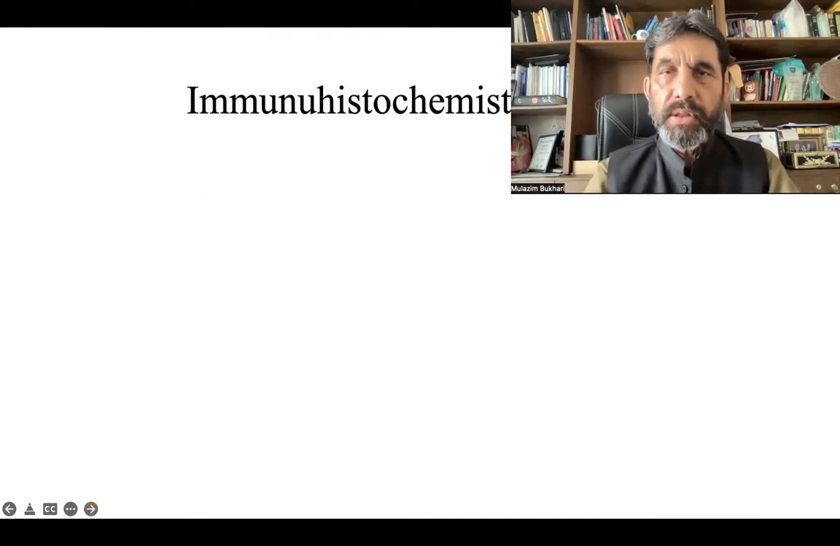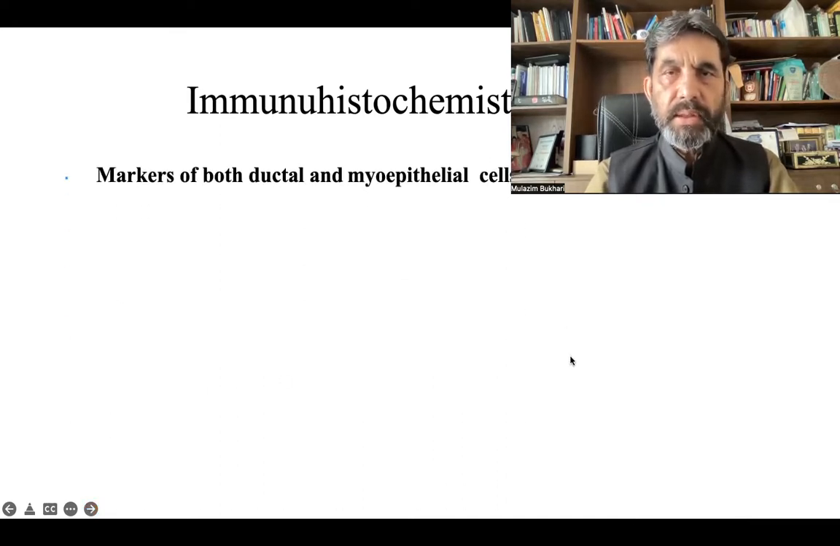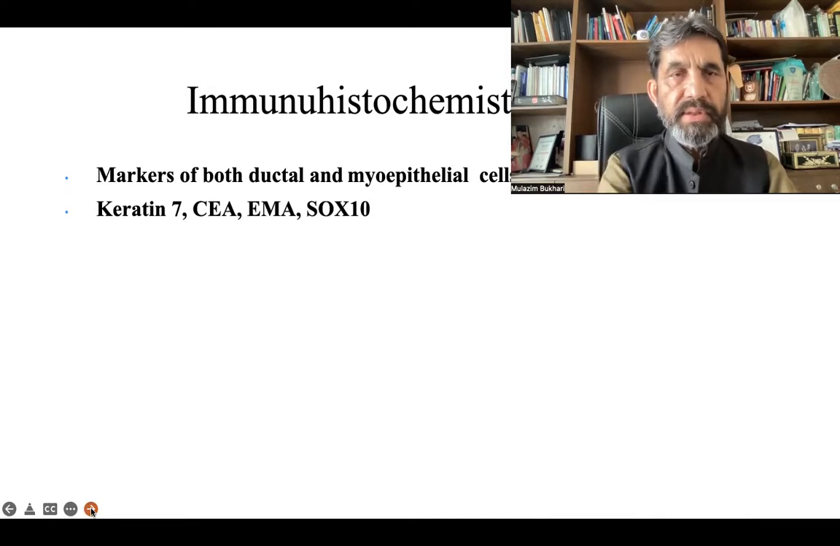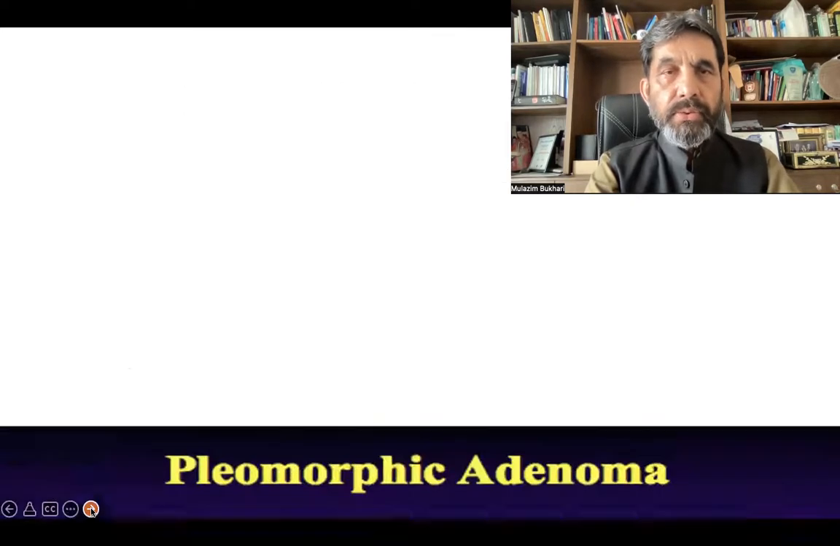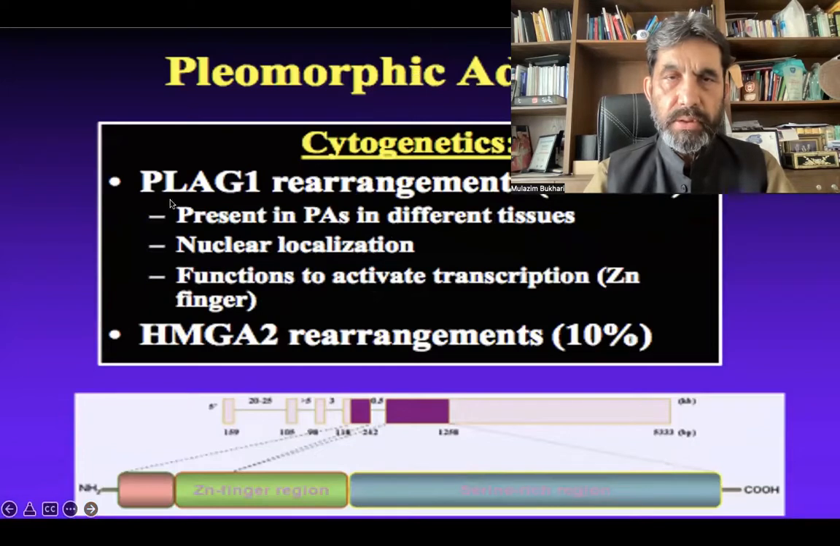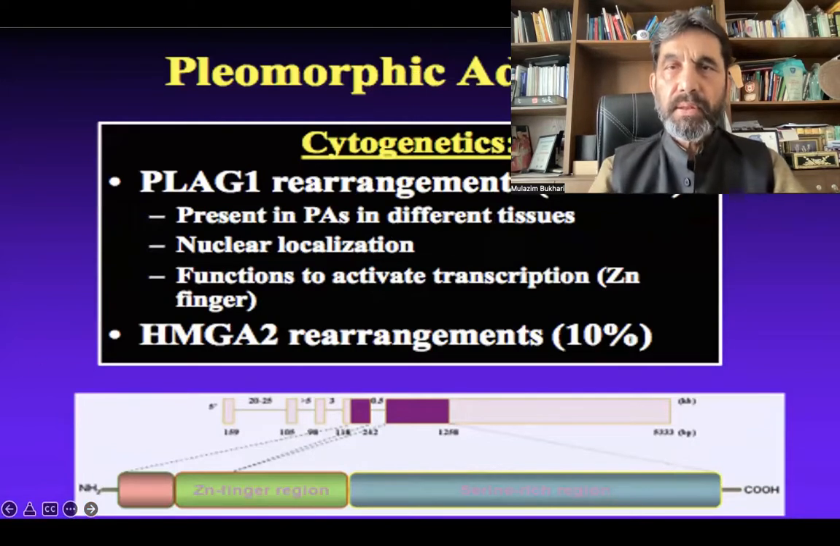So immunohistochemistry for the pleomorphic adenoma, this we have given. These are the markers that you can take help from, and I have given the detail. Cytokeratin 7, CEA, EMA, SOX2, myoepithelial markers, smooth muscle actin, calponin is not present in the acinic carcinoma, S100 protein, cytokeratin 5-6, P63, GFAP. So another pleomorphic adenoma has this translocation. This can come in MCQ questions not only for undergraduate students, but also postgraduate students. These are commonly present in this one.